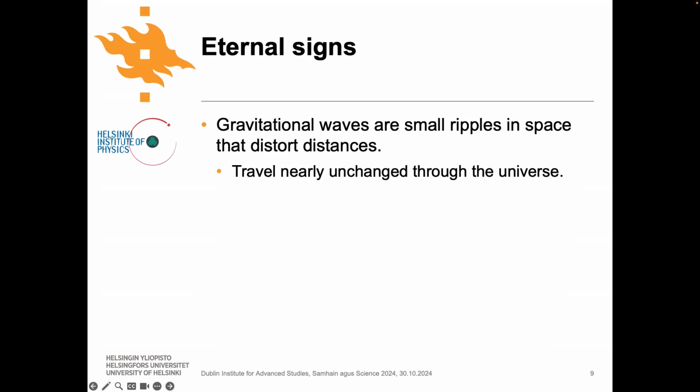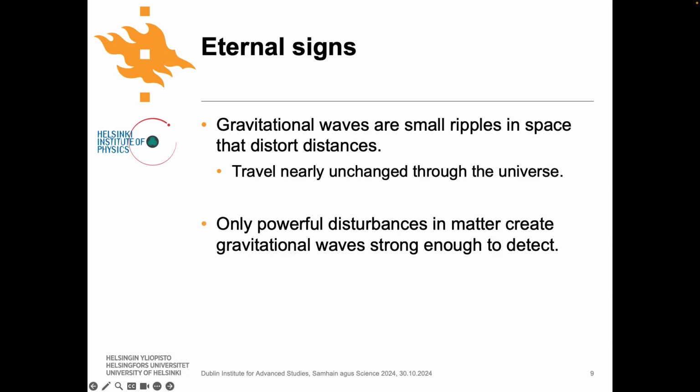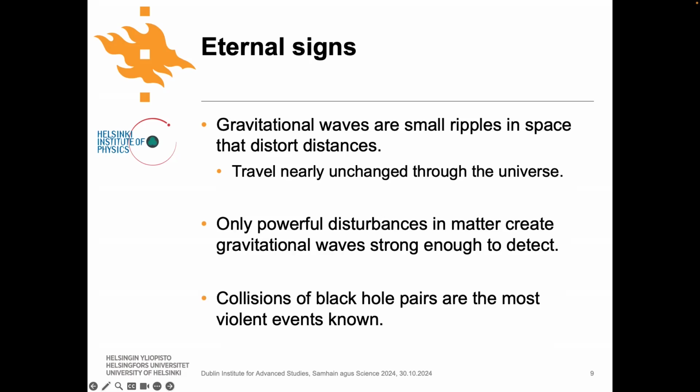The nice thing about them is that they travel almost unchanged through the universe. Unlike light, which is absorbed and scattered, gravitational waves basically almost don't interact with matter at all. So you can see them from any distance, but they're very, very weak. So you need very powerful disturbances to see the gravitational waves. And now we get back to black holes, which are actually the topic of this talk and not gravitational waves. Because the most violent events we know in the universe are collisions of two black holes.